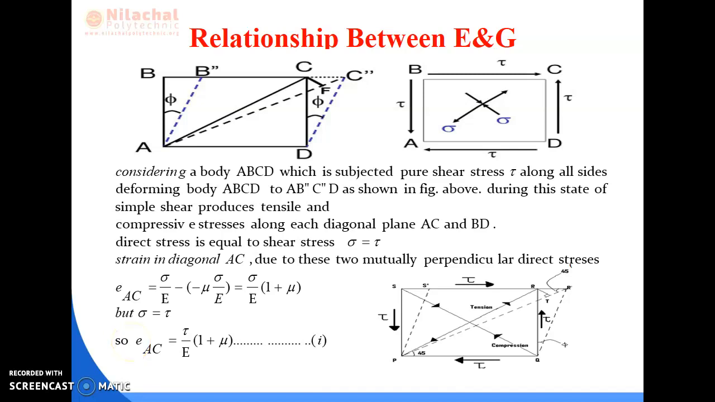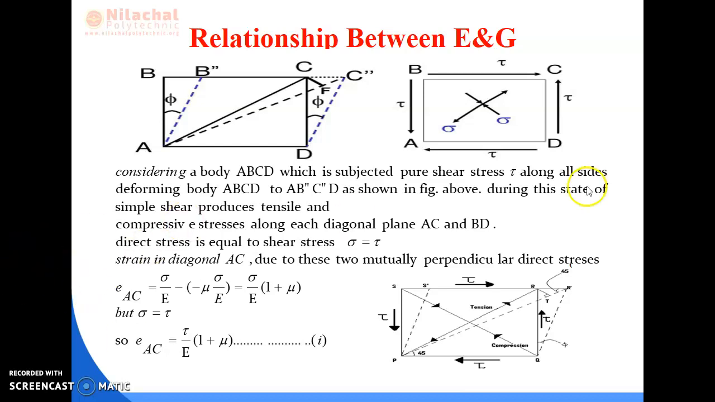Hello students, welcome to the 8th part of the video lecture for the first chapter of Strength of Material. Here in this video, we will continue with the study of the relationship between Young's modulus and modulus of rigidity.